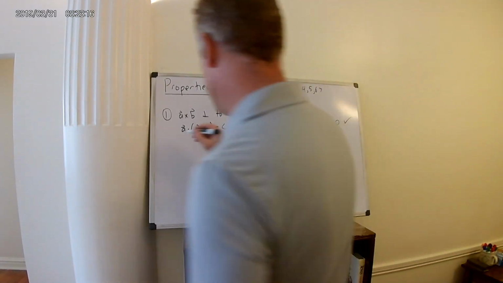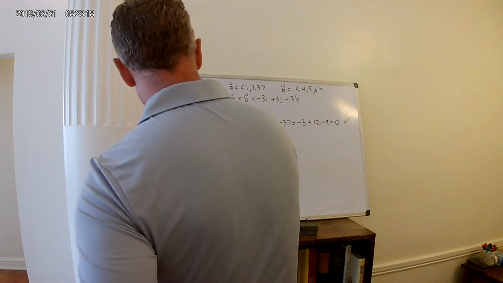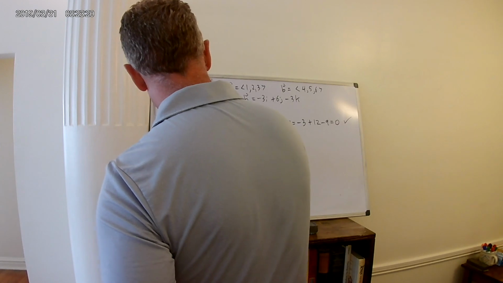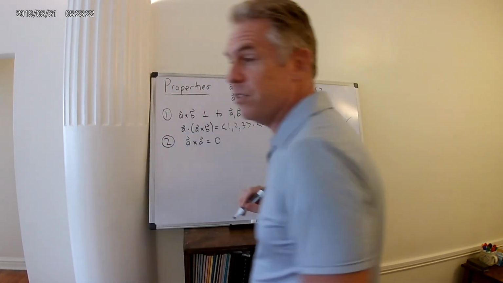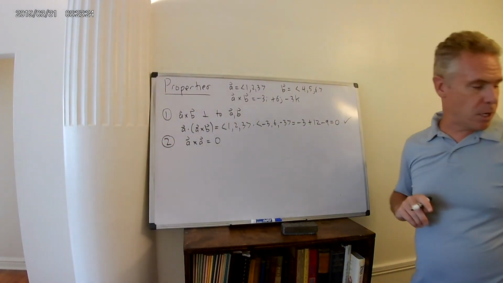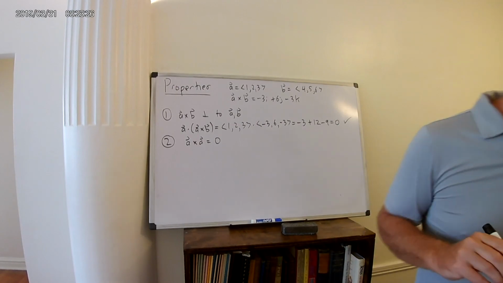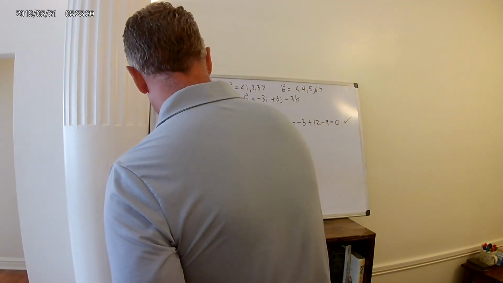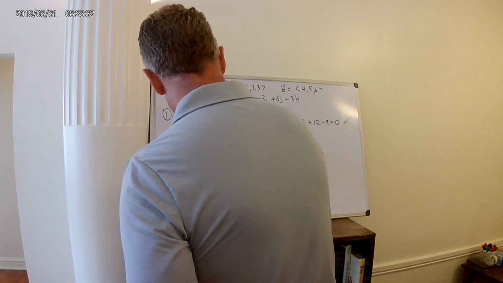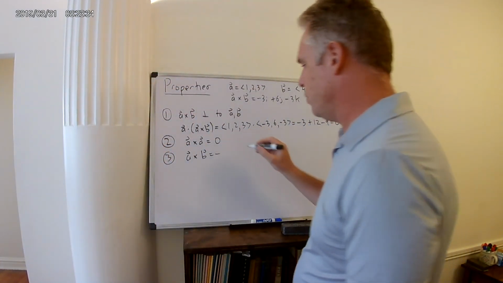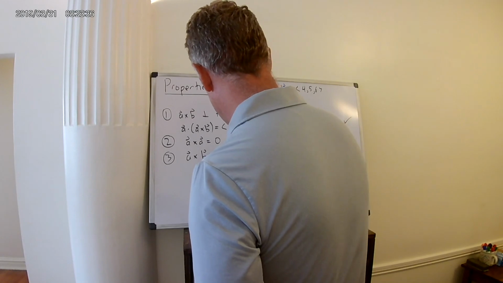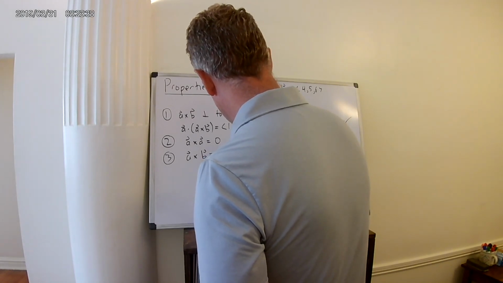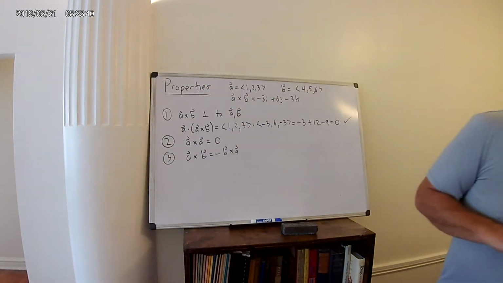Another important property of the cross product is that if you take the cross product of a vector with itself, you get 0. And another important property is that if you flip the order of A cross B, it changes with a minus sign. So if you reverse the order of the cross product, you have to add a minus sign on.